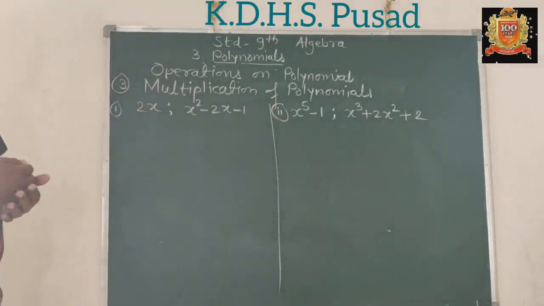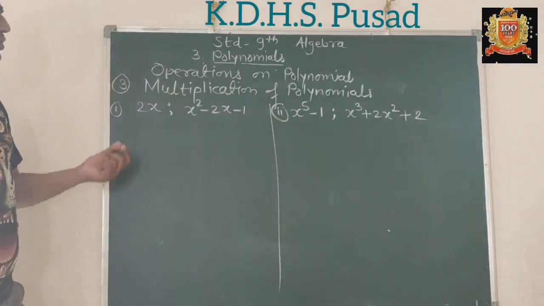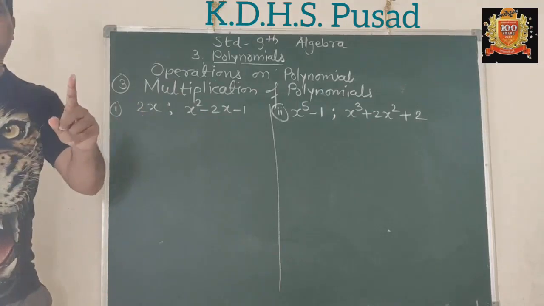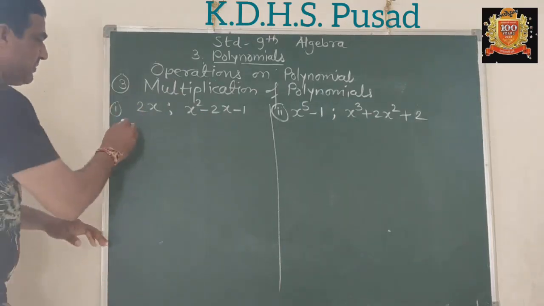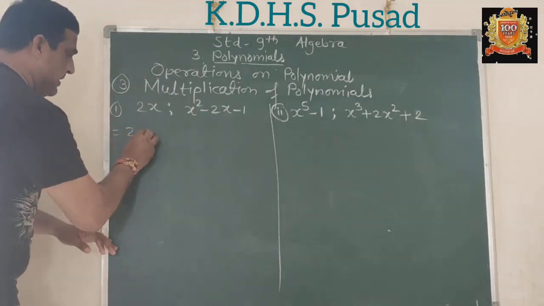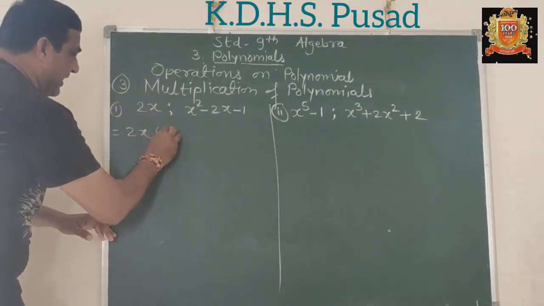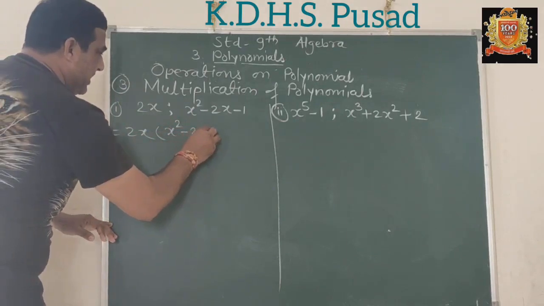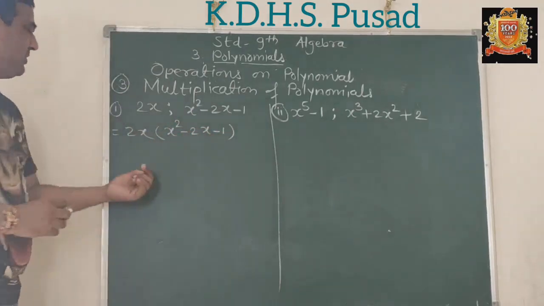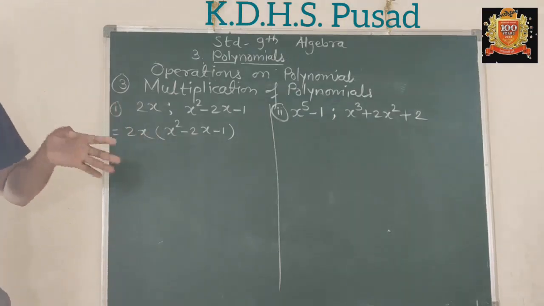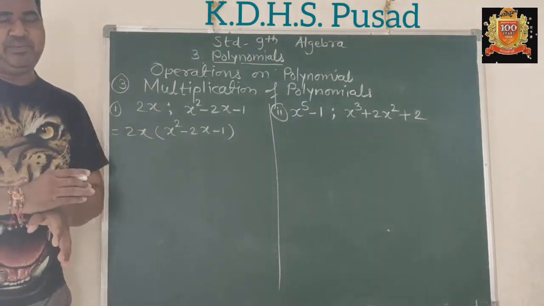So here, how can we perform multiplication? Now, out of these two polynomials, this first polynomial is a monomial, a single term. So when single term, write down this 2x. And now this one, for multiplication, you have to put directly in a bracket in this way, x square minus 2x minus 1. And if there is a bracket, this is the sign of multiplication, there is no need to write the multiplication sign.